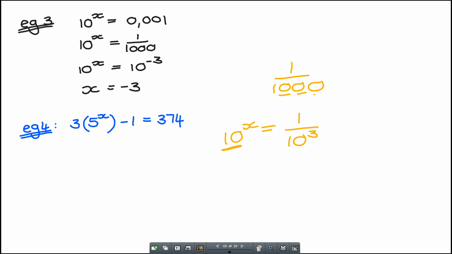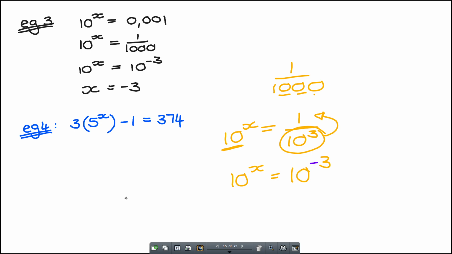Okay, but now on the left-hand side, my base is 10, but on the right-hand side, I still have a fraction. So I want to get rid of that fraction. I want it also to be a whole number. So I take this to the top, and then it becomes 10 to the power of minus 3. Does it now make sense so far?